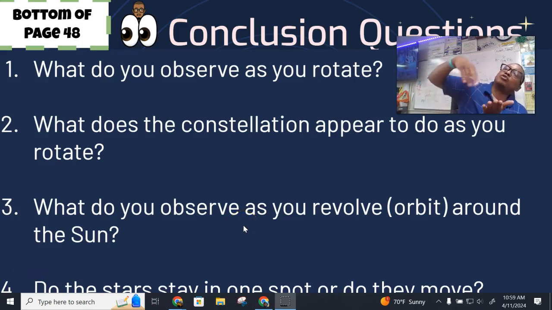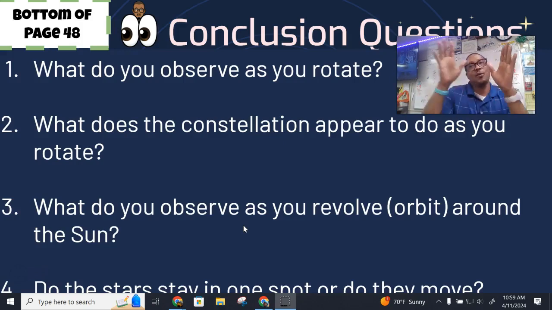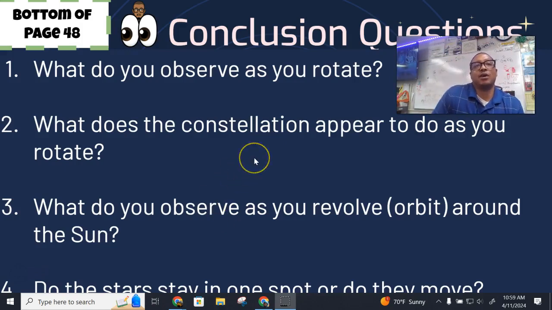Now, the stars do move, but they relatively stay in the spot that they're in. Like our sun is spinning around, but it relatively stays in the same spot. Now, there is a deeper explanation to that. We're not going to get into that today. Okay, so hopefully you've got those questions answered on the bottom of page number 48.